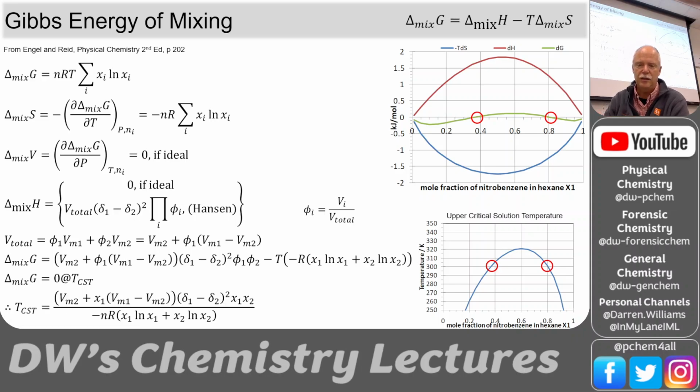And so here's this upper critical solution temperature, and it's wherever these cross. So delta G is equal to delta H minus, it's up here, minus T delta S. And so delta H is plotted in red, and the minus T delta S is plotted in blue.